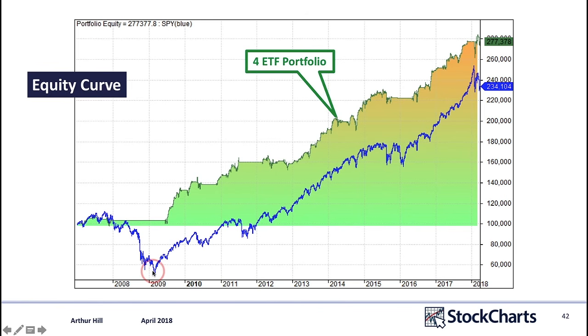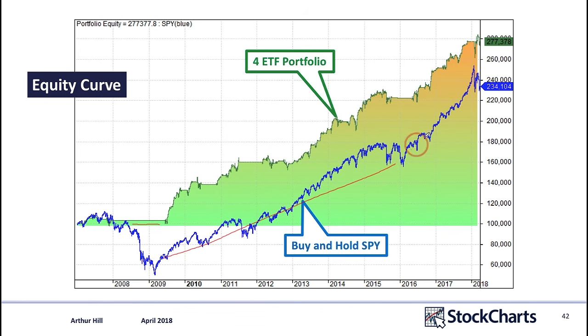So here's buy and hold for SPY. And you can see that you would have gone down, a big drawdown there, but you went flat during the bear period when you would have been out using market timing. And then the market rallied, of course. It rallied, but it didn't rally enough to overtake this 4 ETF portfolio.